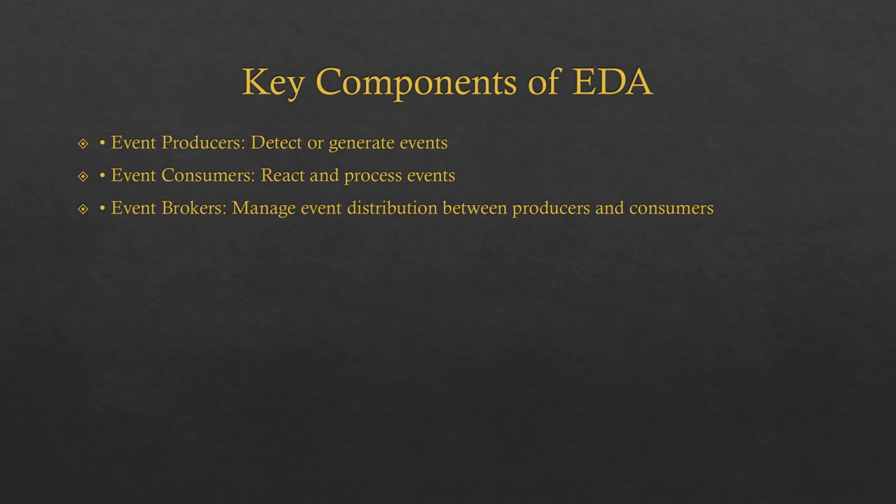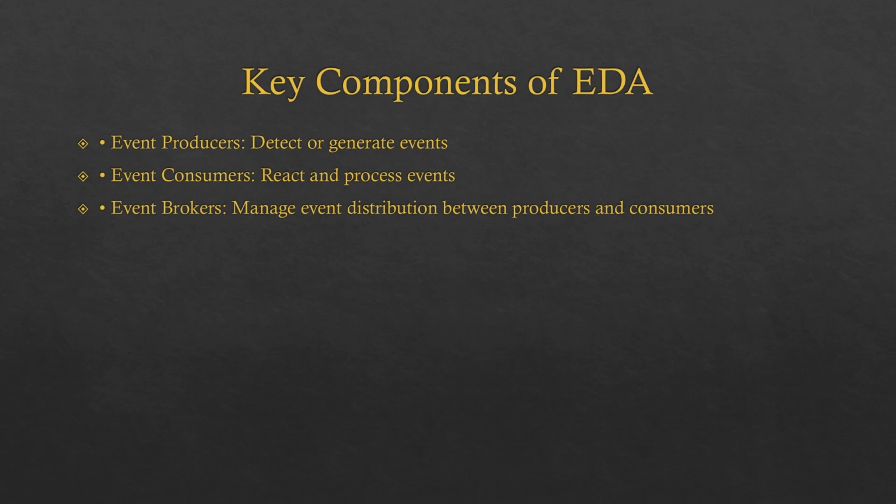Event-driven systems are built with three essential components. Event producers. These components generate or detect events, like a user placing an order or a system encountering an error. Event consumers. These components listen for and process events. For instance, a payment service may process a payment once an order is detected.